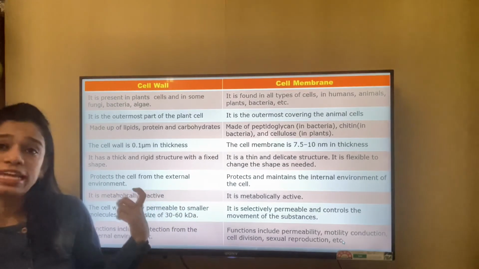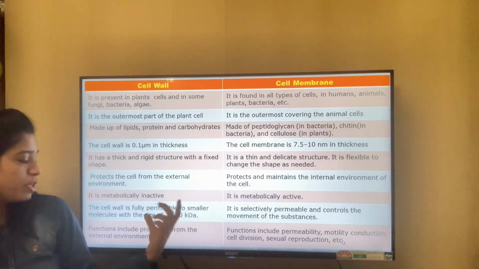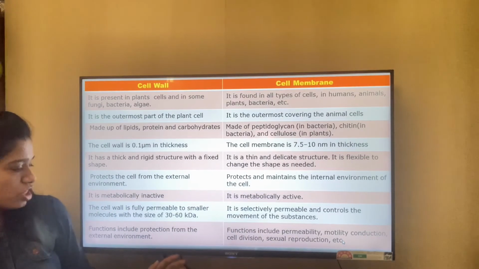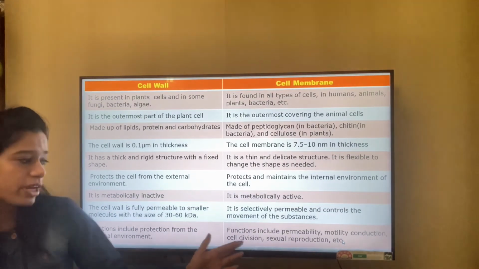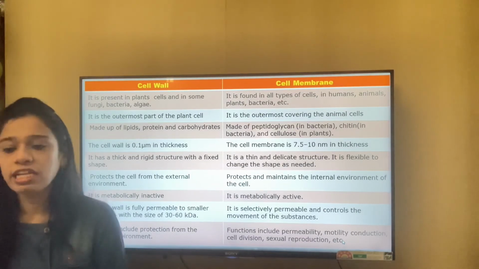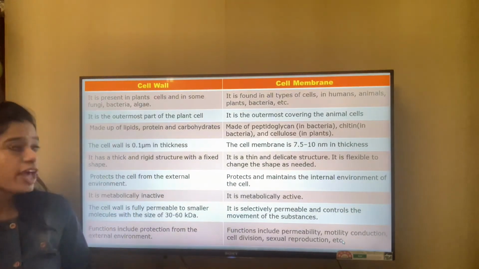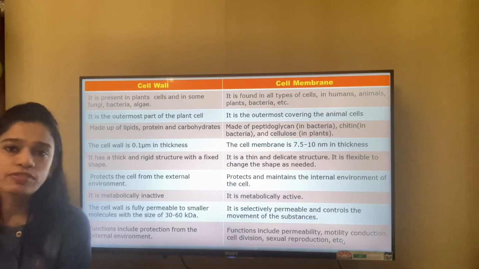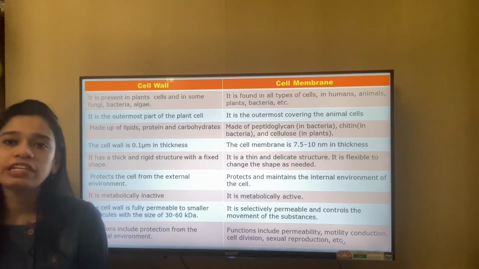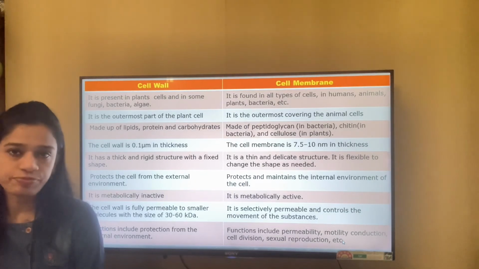The cell wall is metabolically inactive, but the cell membrane is metabolically active. The cell wall is fully permeable to smaller molecules. The cell membrane is selectively permeable to molecules, and functions include protection from the external environment, permeability, mobility, conduction, cell division, and various other functions, such as sexual reproduction, etc. If you want, you can take a screenshot of these differences between the cell wall and cell membrane, because these are very important parts of this chapter, Fundamental Unit of Life.